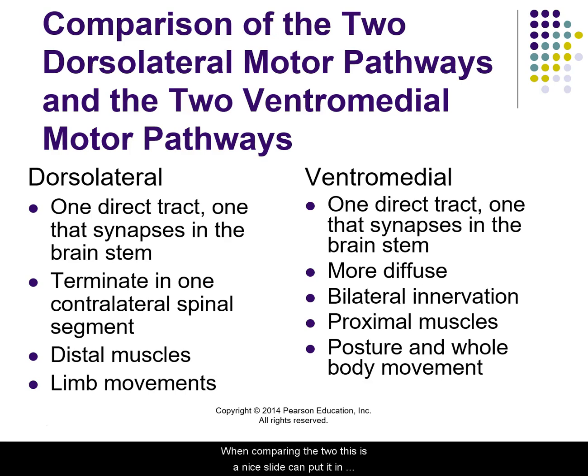When comparing the two, this is a nice slide, kind of puts it in perspective for you. Even though we didn't go into a lot of these details, like the dorsolateral, one direct tract, one that synapses in the brainstem, terminates in one contralateral spinal segment, distal muscles, limb movements. The most important thing I think is that you know the directionality, so you know what dorsolateral and ventromedial mean. And probably the last couple bullets: distal muscles, limb movements for dorsolateral, and for the ventromedial, proximal muscles, posture, and whole body movement. If you understand that, you'll be pretty good.